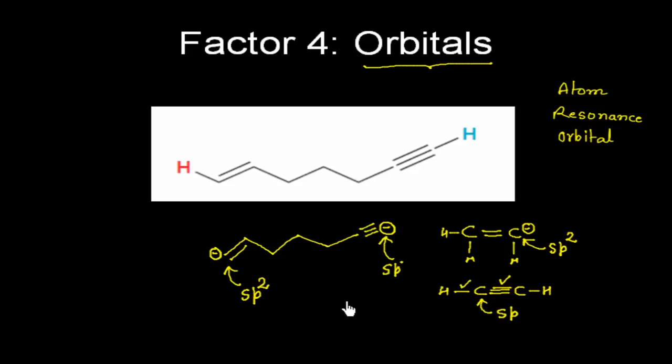This means in one case negative charge lies in an sp2 orbital, in another case the negative charge lies in an sp orbital. So we have to look at which charge is more stable, that is, whether negative charge in an sp orbital is more stable or negative charge in an sp2 orbital is more stable.